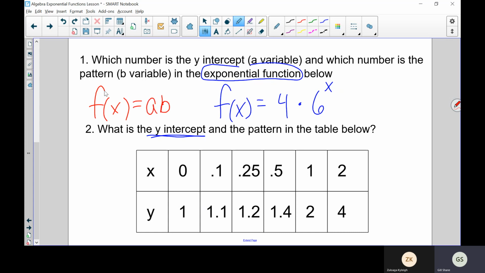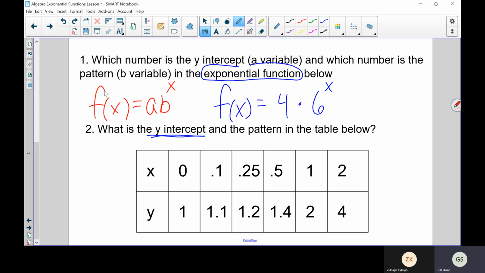Actually, I'm going to write it just like they write it, and then I'll explain it. So that's what it is. Write that down real quick. F of x equals a b, and then the b is raised to the x power. X is the exponent on that b.